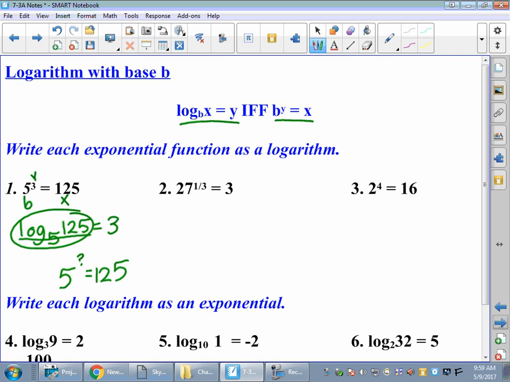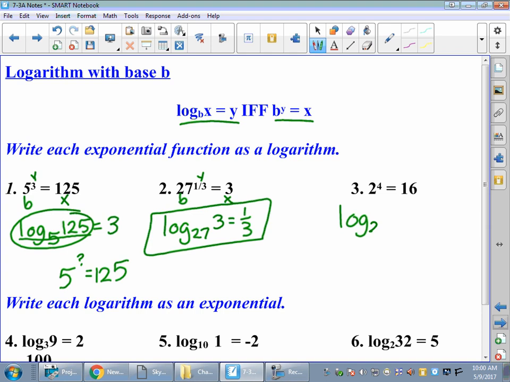Okay, so in this next problem, my base is 27, my x value is 3, and my y value is a third. So log base 27 of 3 is equal to a third. What would you raise 27 to make 3? You would have to raise it to the third power, which is really taking the cube root of it. So all I need is that you rewrite it this way. Let's try it one last time without having to write and label the b's, y's, and x's. But this is just going to take some time to get used to.